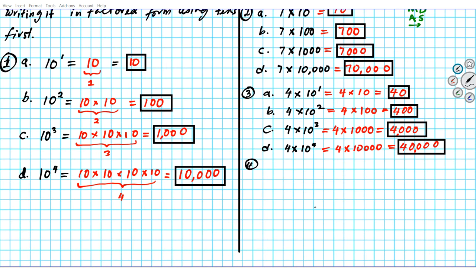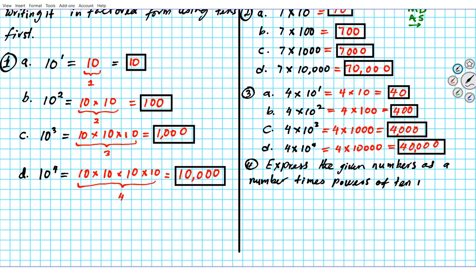All right, in question number 4, the last part, before we finish this off, we're going to be working backwards, okay? We're going to be looking at products, and we're going to be expressing them as a number times powers of 10 in expanded and exponent forms. So let's write down the instructions. We're to express the given numbers as a number times powers of 10 in expanded, that's multiplied all the way, and exponent forms.